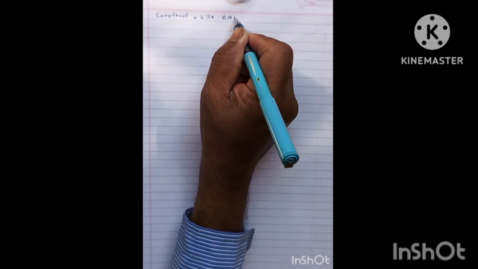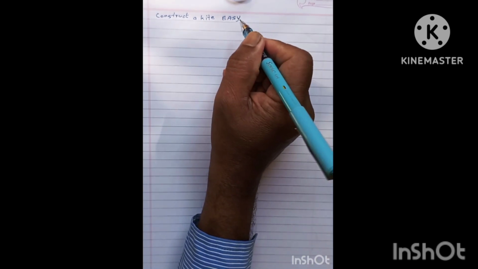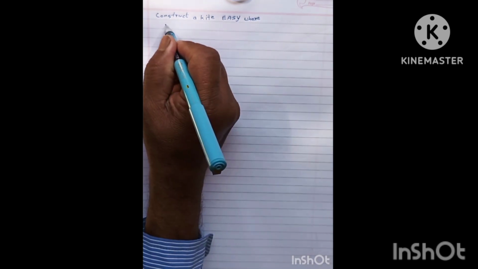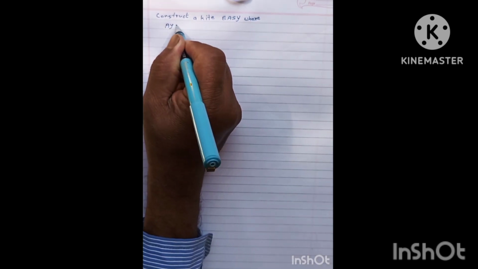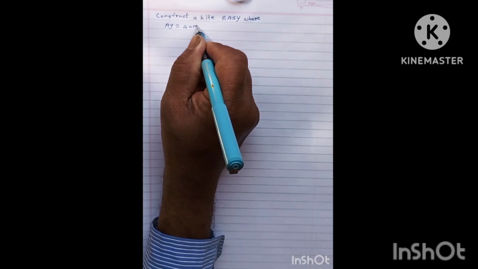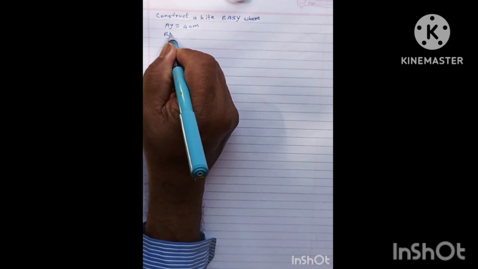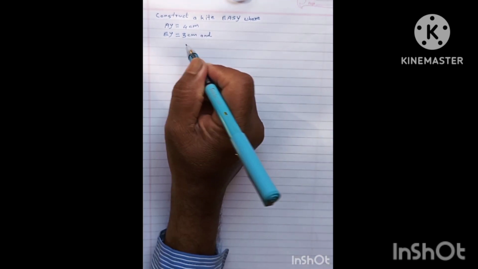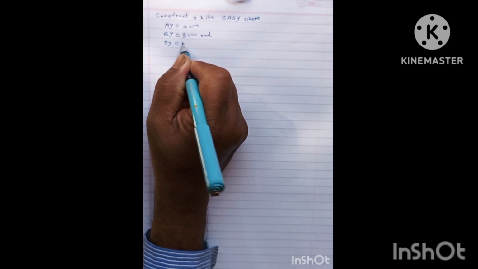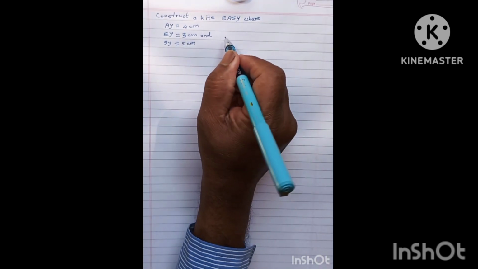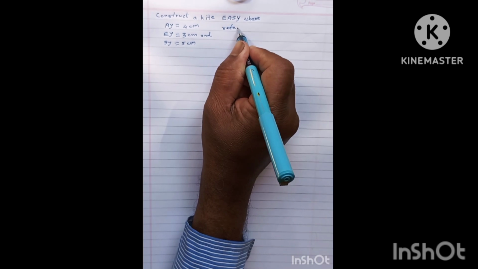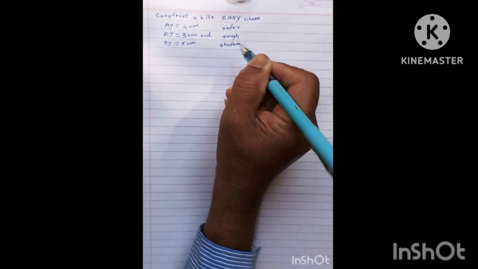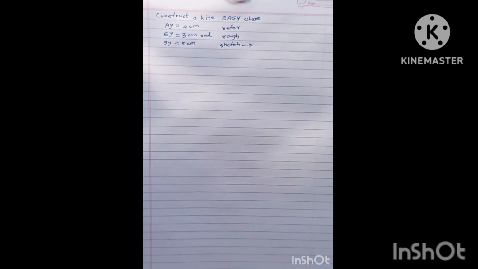Construct a kite EASY, where they have given three lengths. AY is equal to 4 centimeters, EY is equal to 3 centimeters, and SY is equal to 5 centimeters. And we are asked to refer to the rough sketch. So we'll redraw it here and check what the distances are.